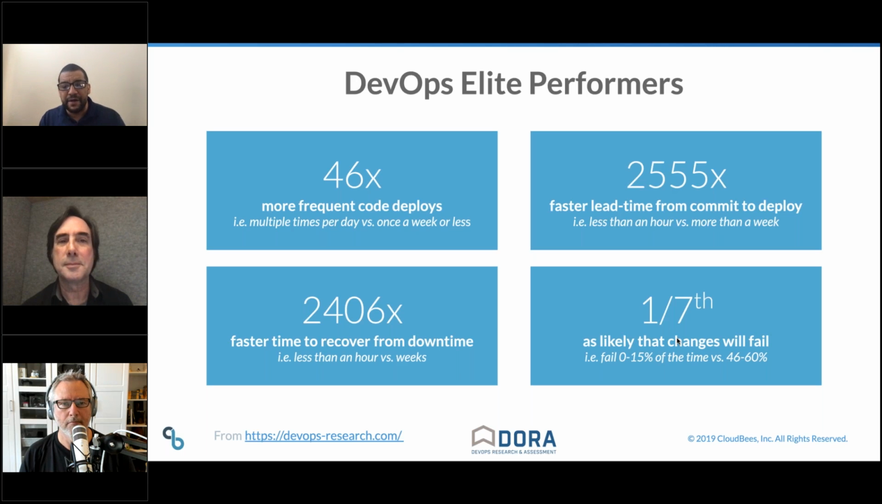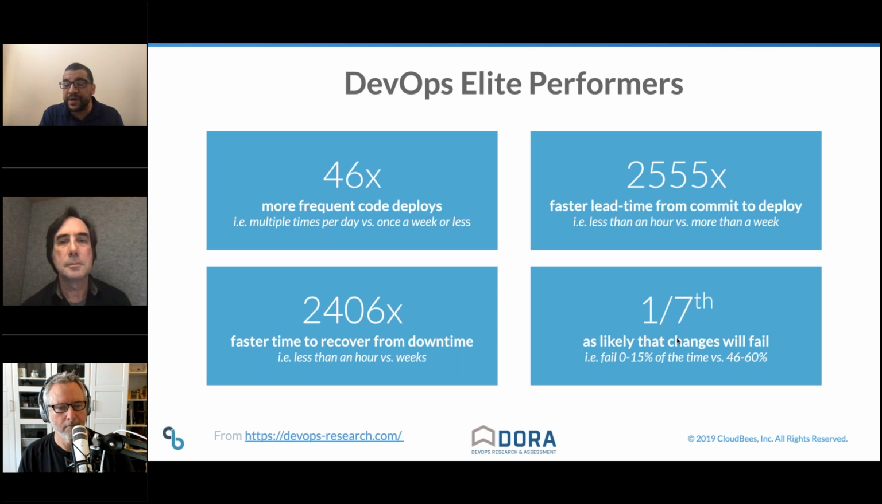So if you've been attending any conference, if you've been on DevOps.com, you are probably well aware of the DevOps research and assessment metrics, the Accelerate State of DevOps report. What we have on the screen here is from metrics from that report focused on DevOps elite performers. And what we're finding is that people that practice DevOps based on solid continuous integration and continuous delivery practices are seeing fantastic improvements. They can deploy code 46 times more frequently.